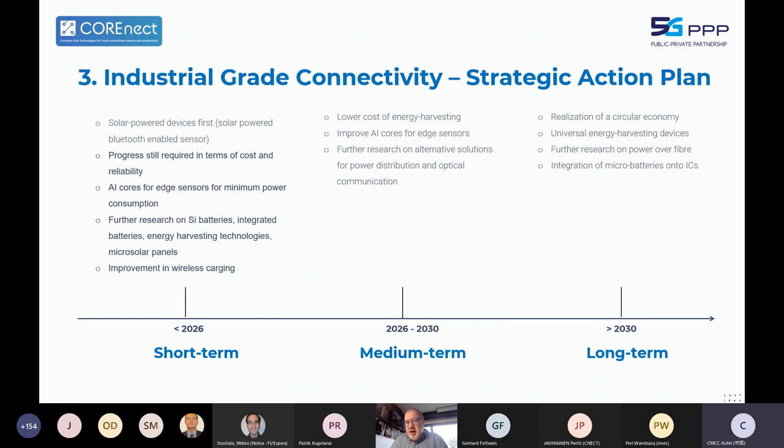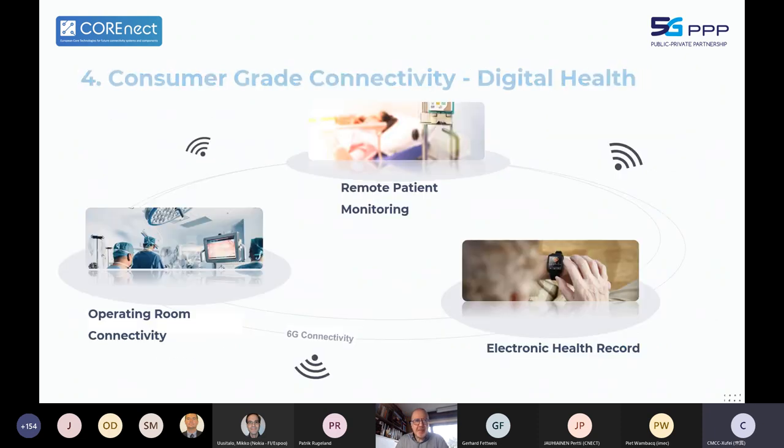Longer term, energy harvesting should become more and more applied. We need research over power over the fiber, and we need integration of micro batteries into ICs.